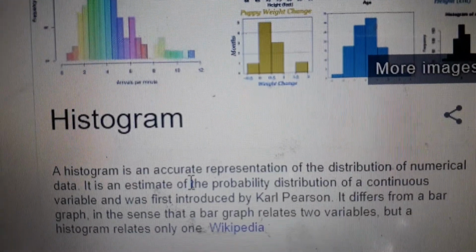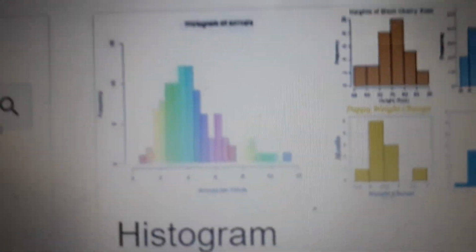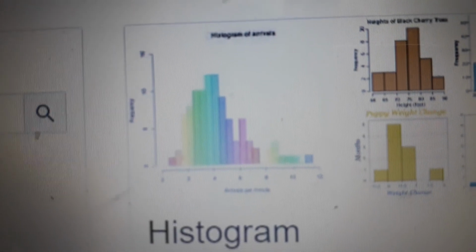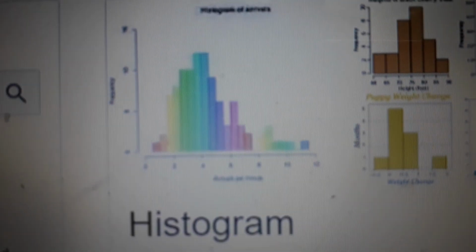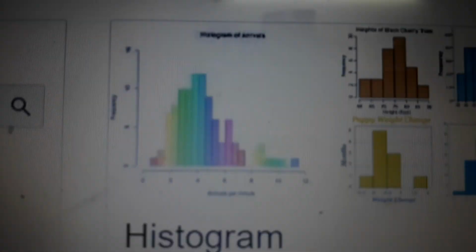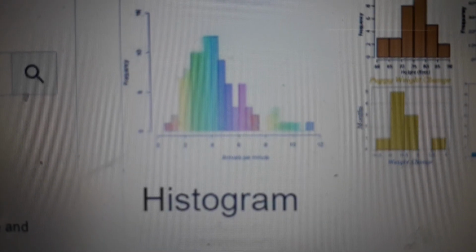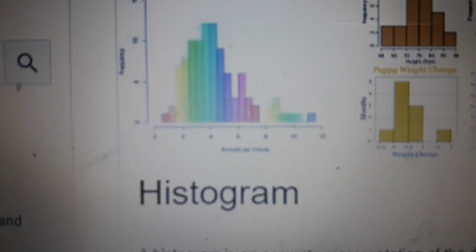A histogram is an accurate representation of the distribution of numerical data. We already know about the histogram from graphs. Basically it represents an x-axis and a y-axis, so we can say it is a horizontal and vertical kind of graph.